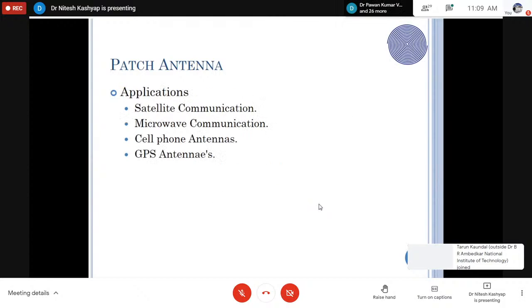Okay. The patch antenna applications: there are several that we use recently. In today's communication devices, all devices have the patch antenna. I have written some applications here: the patch antenna can be used in satellite communication, microwave communication, cell phone antennas, and GPS antennas.